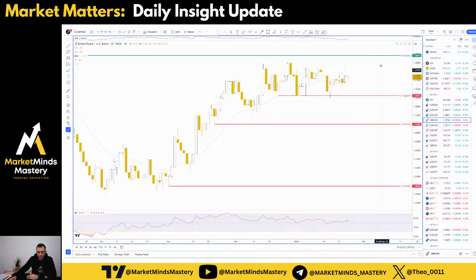Great British Pound, very messy. This is around all these areas of support and resistance. If you are trading in this environment, you better wait for price to reach resistance to sell, and then move to support to buy.